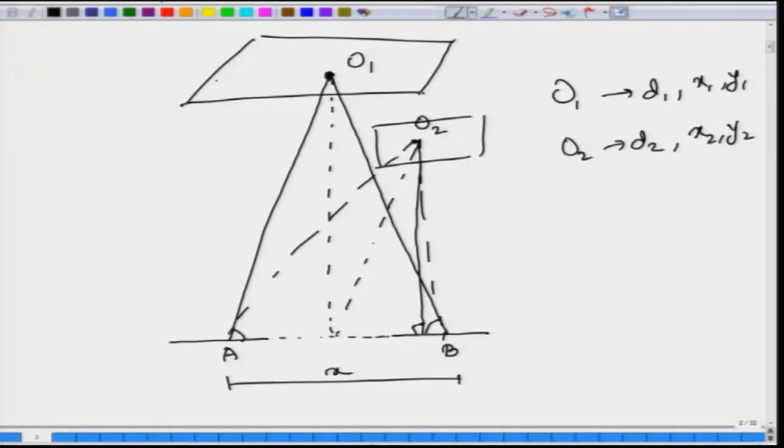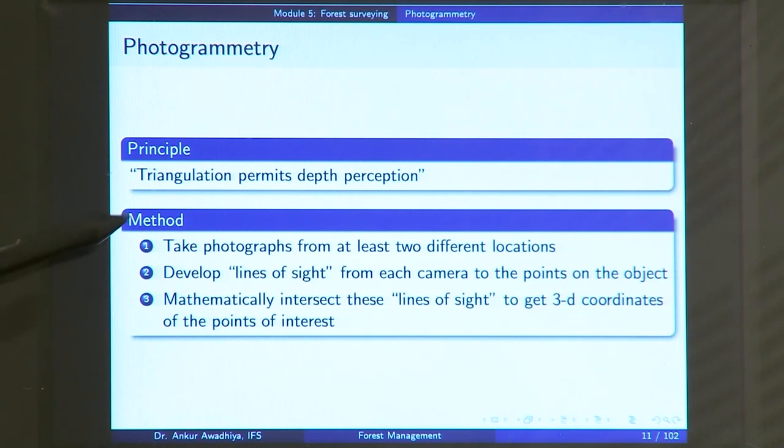Now, how does this method of photogrammetry work? You take photographs from at least two different locations and develop lines of sight from each camera to the points on the object. And then you mathematically intersect these lines of sight to get 3D coordinates of the points of interest. So, this is what we just discussed. You are using different photographs, and these photographs need to be taken from at least two different locations. And once you have those, you develop lines of sight from each camera to the points on the object, and you figure out what is the distance of those points from the camera.